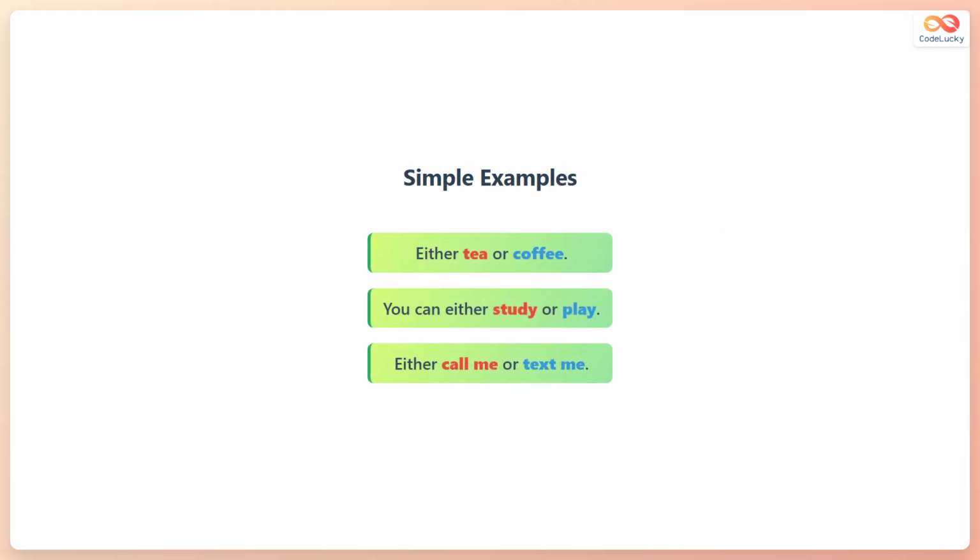Here are simple everyday examples. Either tea or coffee. You choose one drink. You can either study or play. Pick your activity. Either call me or text me. One way of contact works. Clear choices between two simple options.